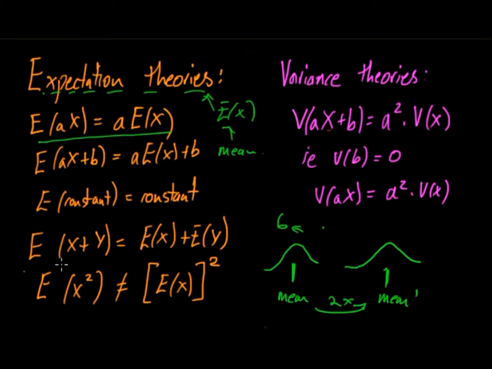Another important thing to note is that E(X squared) does not equal (E(X)) squared. That's really important when using the variance formula, because if you assume they are equal, then you always get the variance equal to 0. So, some variance theorems. A common mistake is to leave out the squared.